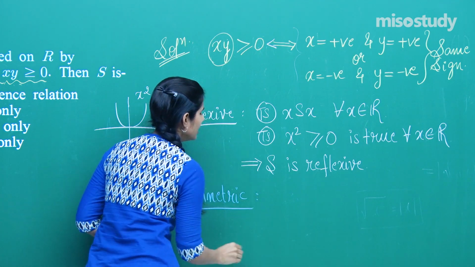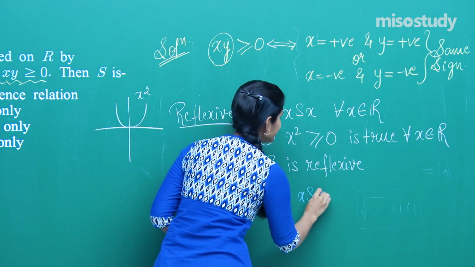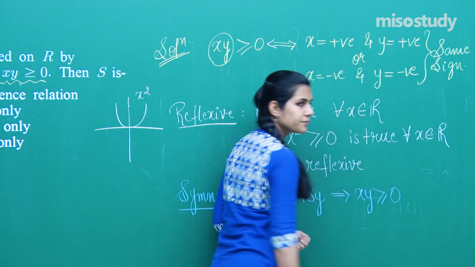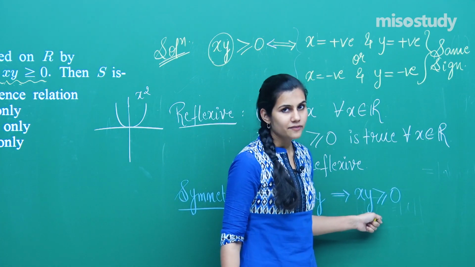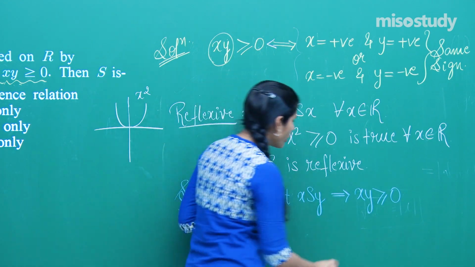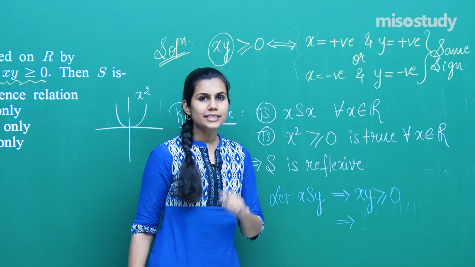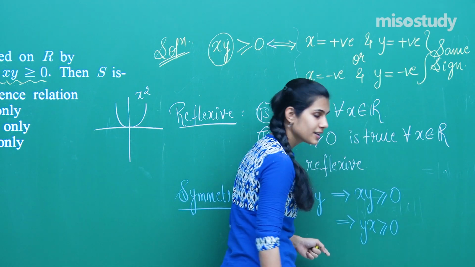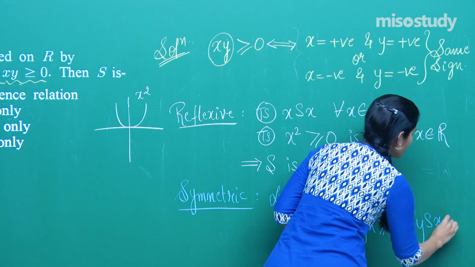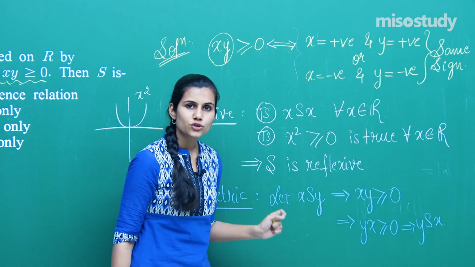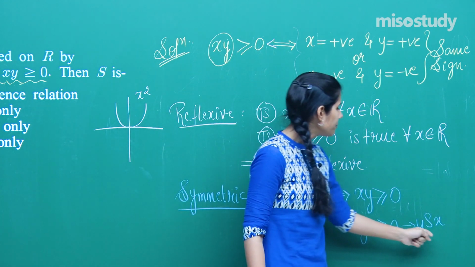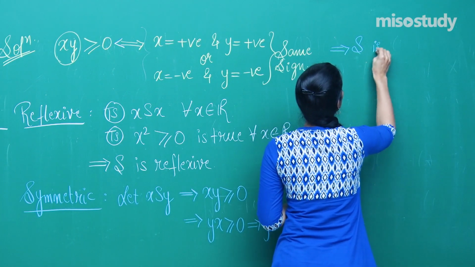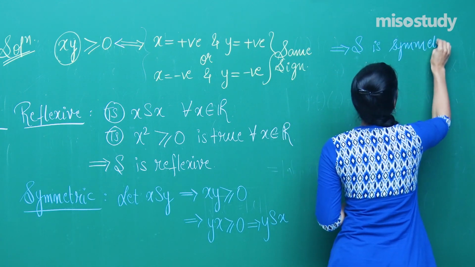If I talk about symmetricity, I will say let X be related to Y under the relation S, which means let X into Y be non-negative. This means X and Y have the same sign. Now if X into Y is non-negative, I know in real numbers X into Y is the same as Y into X, and so I can write it as Y into X is non-negative, which would imply Y is related to X under the relation S, and that is what I wanted to show. If X comma Y belongs to S, this implies Y comma X also belongs to S, and this means S is symmetric.